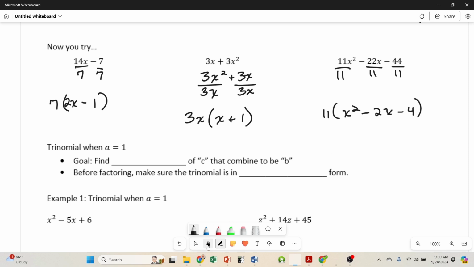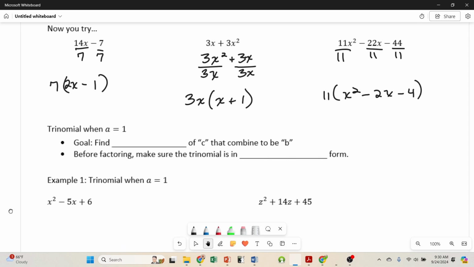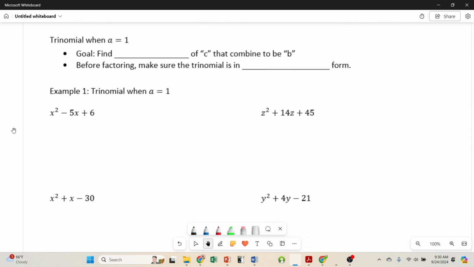Alright, now we get to factoring trinomials. What we want to do in here is find a factor of C that combines to be B. Right? And before factoring, make sure the trinomial is in what we call standard form.